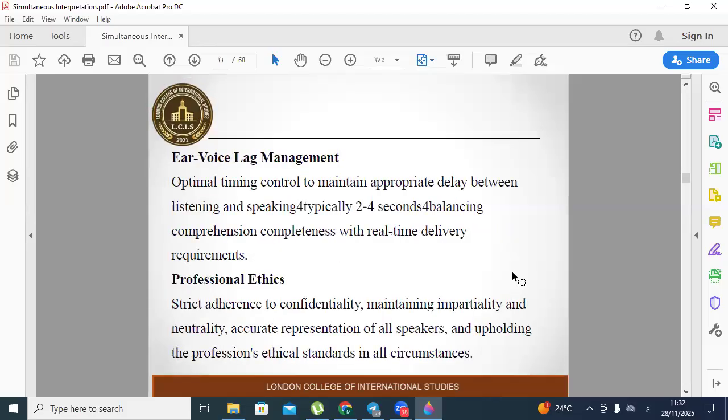Now let's go to ear-voice lag management and professional ethics. Optimal timing control to maintain appropriate delay between listening and speaking, typically 2 to 4 seconds, balancing comprehensive completeness with real-time delivery requirements. Professional ethics: strict adherence to confidentiality, maintaining impartiality and neutrality, accurate representation of all speakers, and upholding the profession's ethical standards in all circumstances.